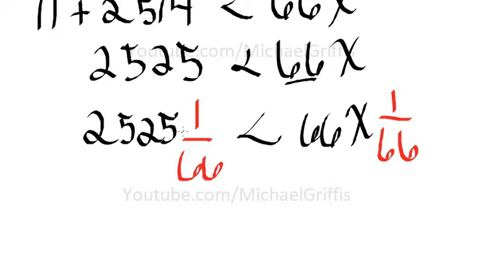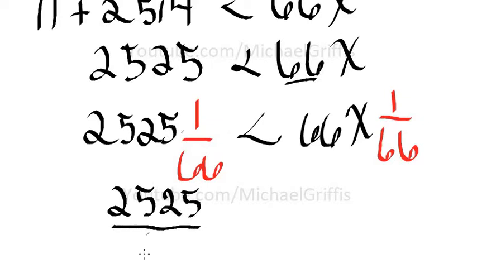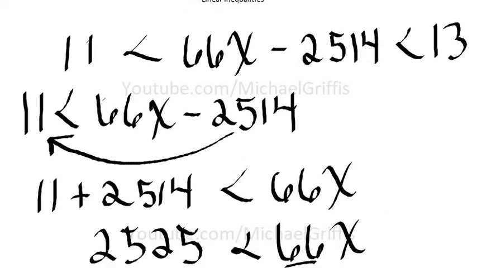Okay. So now we have 2525 over 66 and x, so we say x is greater than 2525 over 66. Alright, well, that's part of that problem. Which is something like 38.25, or I think it's something like that, if you were to look at that.